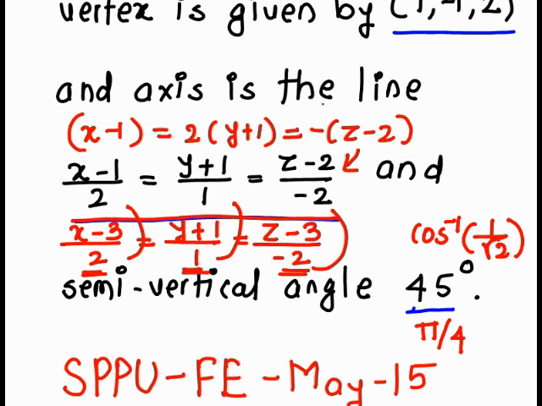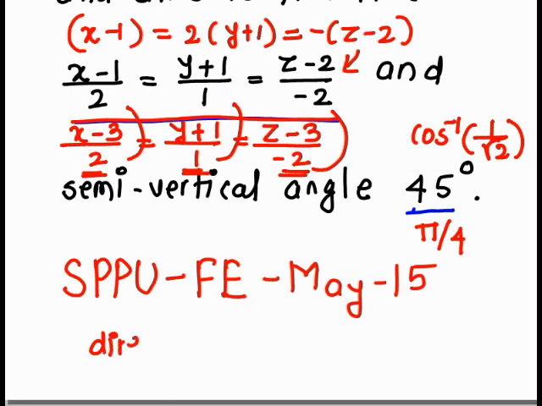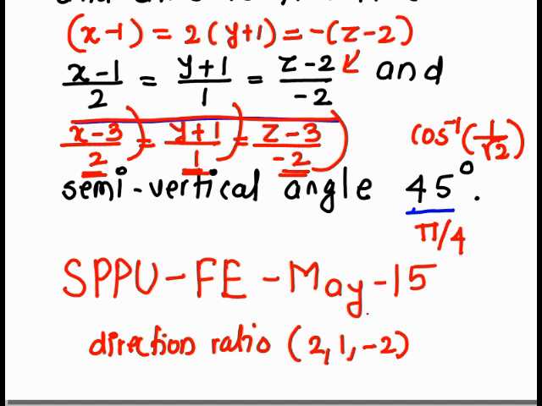One more thing, you can replace all these equations of an axis with the single statement that the axis has direction ratios. So what are the direction ratios here? It is 2, 1, minus 2. So you can replace the equation of an axis with the direction ratios. This is how you can generate new questions or new problems from this. So hope you understand this.